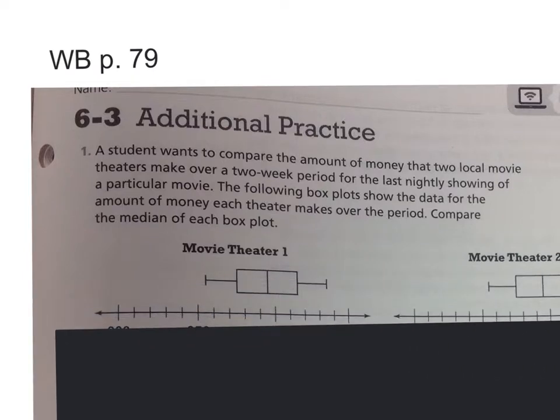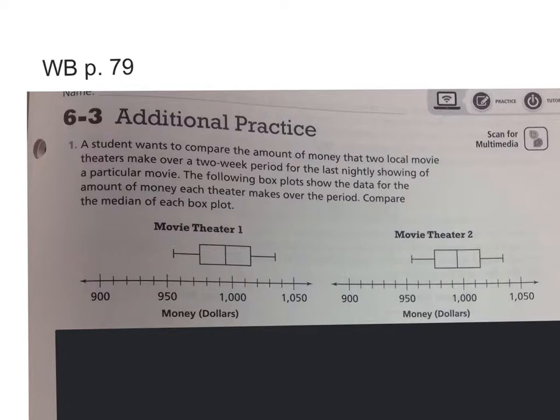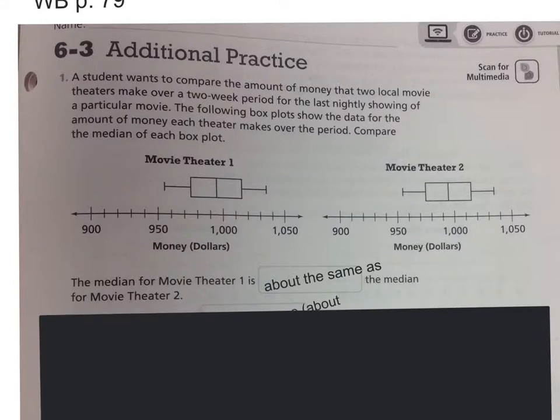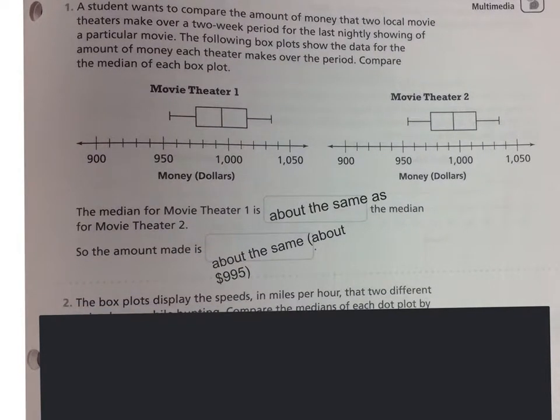So we look at the medians here. The median on both of these very close to 1,000, and if you look, it actually looks like it's at the exact same point, which does appear to be $995. And so if we answer the question here, we could say the median for movie theater 1 is about the same as the median for movie theater 2. And if their medians are the same, then we could probably conclude that the amount made is about the same. Or being more specific, we could say about $995.